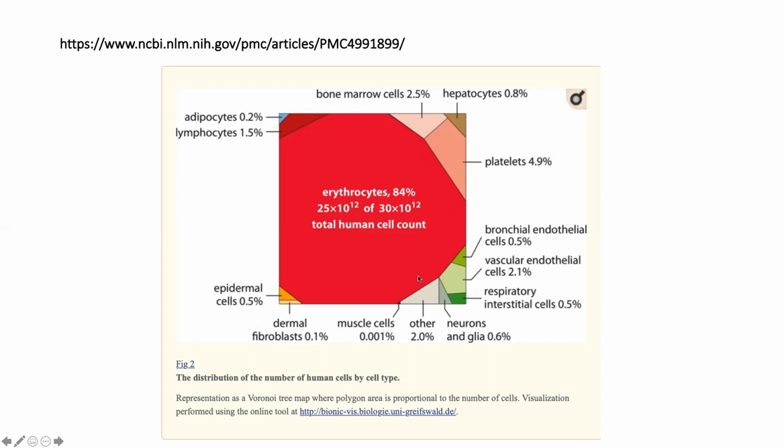And most of the cells in our body come from the red blood cell, which is called erythrocyte. Muscle cells contribute a small amount, neurons contribute a small amount, the fat adipose tissue contributes a small amount. So in total of the trillions of cells, the erythrocyte is the most abundant cell in our body.